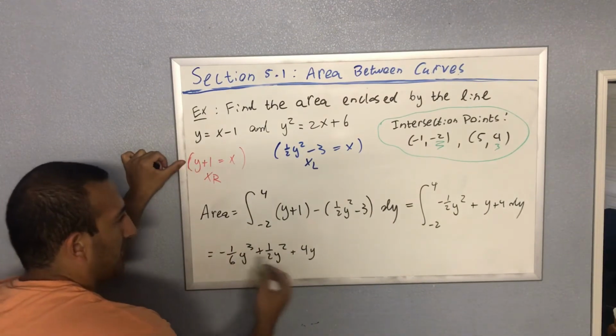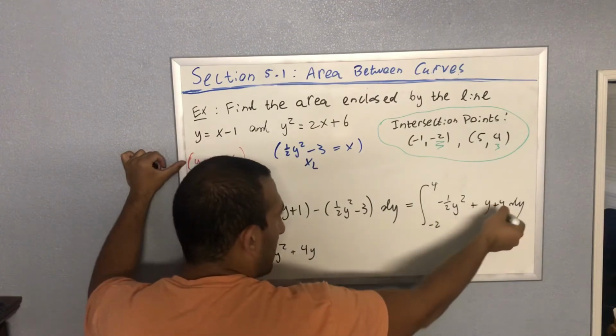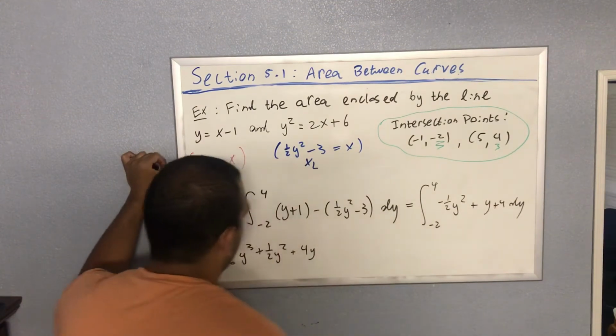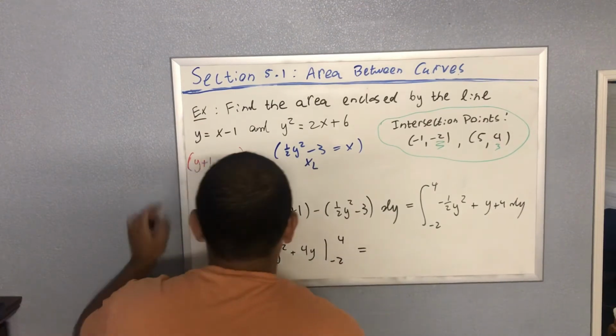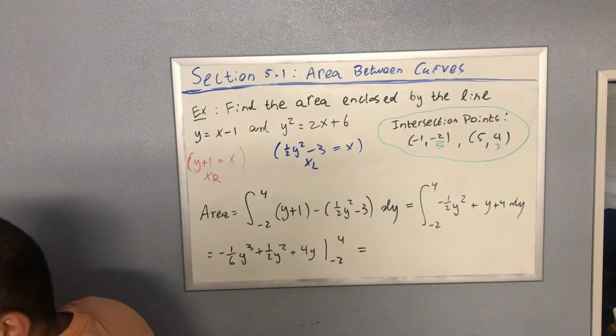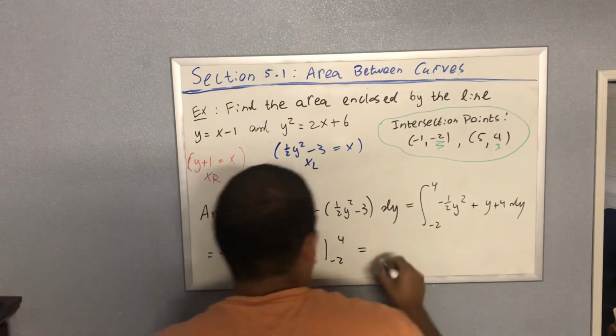And again, if you don't believe this, take its derivative. If you take the derivative of this, you will get exactly the integrand back, this thing here. And then we just evaluate that from negative 2 to 4. And once you do all this arithmetic, apparently this just gives you 18.